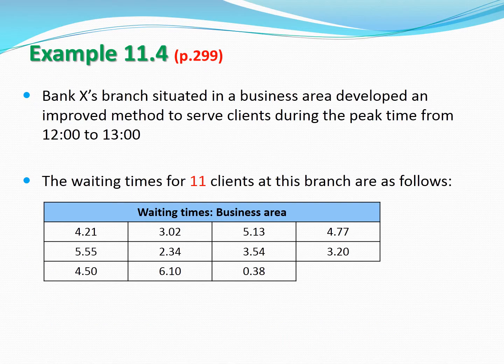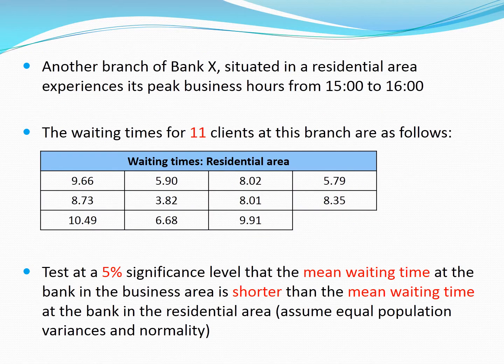In example 11.4, they show you the waiting times of clients at a certain bank branch in a business area and a residential area, and they ask you to test at a 5% significance level if the mean waiting time at the bank in a business area is shorter than the mean waiting time at the bank in a residential area. So our significance level is going to be 0.05, and we are going to test a left-sided alternative hypothesis, so our sign will be less than.